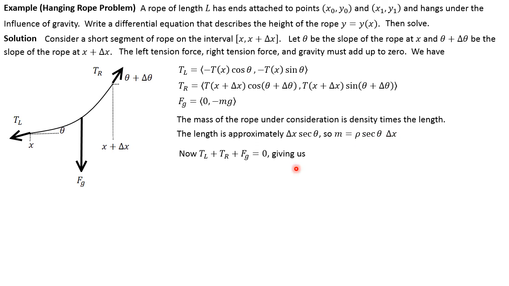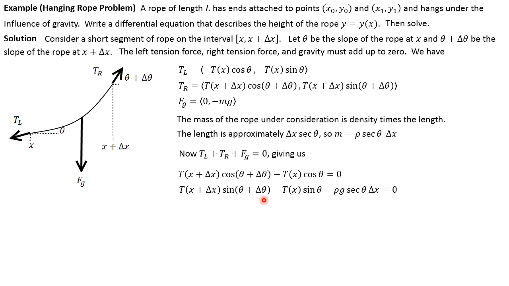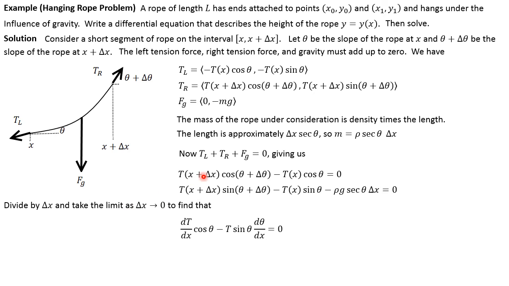Now, the left tension vector, plus the right tension vector, plus the force of gravity equals 0, as we discussed before. And so we can add together the x components. The x components have to add together to make 0, and the y components have to add together to make 0. Divide both of these equations by delta x and take the limit as delta x approaches 0. Now the first equation becomes this, and the second equation becomes this.